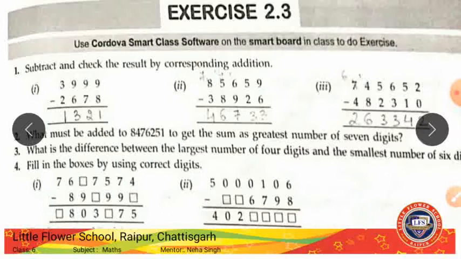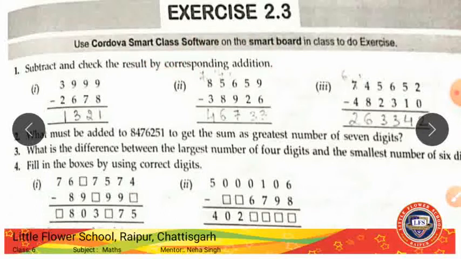Corresponding addition means we will add the answer with the second number and we will get the first number after adding. Understood? We'll add these two numbers and we will get this number. This method of checking the subtraction is called the corresponding addition.